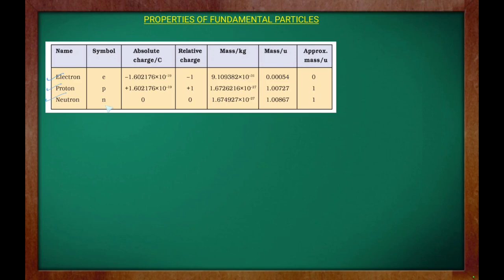Neutron is represented by symbol N. Neutron is not having any charge, therefore its absolute charge and relative charge is 0. Mass of neutron is 1.674927 × 10⁻²⁷ kg. In terms of unified mass, mass of the neutron is 1.00867. The approximate mass for neutron is 1.